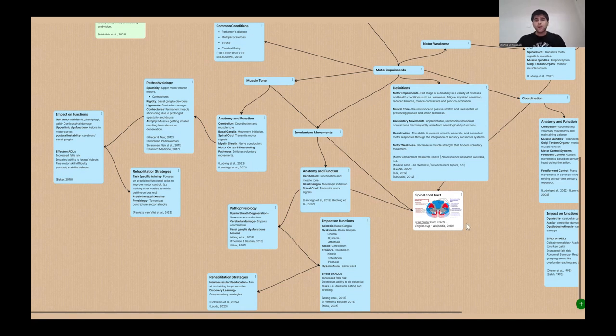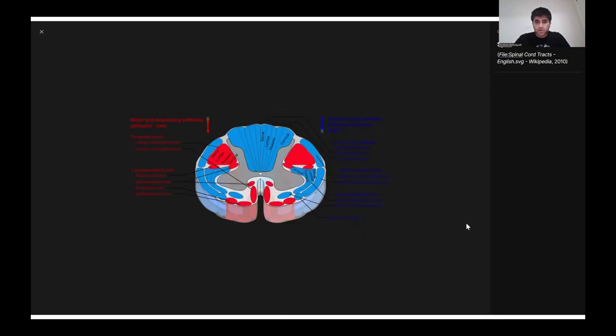Here we see a cross-section of the spinal cord, color-coded to show two main pathways. Red areas represent motor or descending pathways, which carry commands from the brain to the muscles, and blue areas are the sensory or ascending pathways, which bring information from the body to the brain. When there's a disruption in these pathways, whether it's sensory input not reaching the brain or motor commands being misfired, we start to see motor impairments.